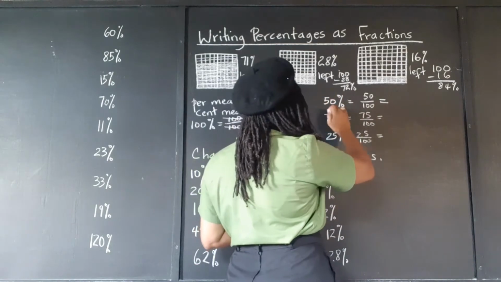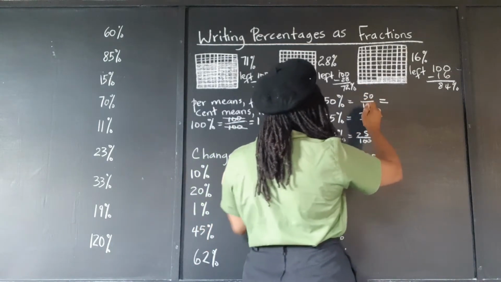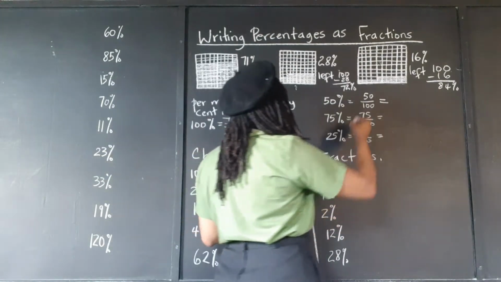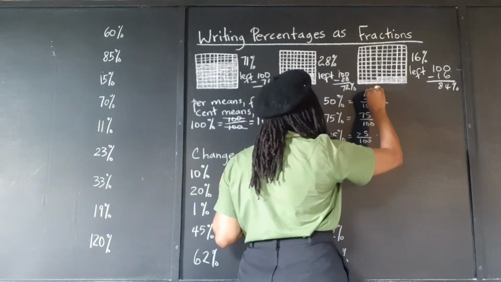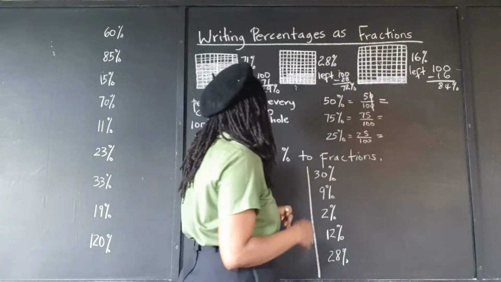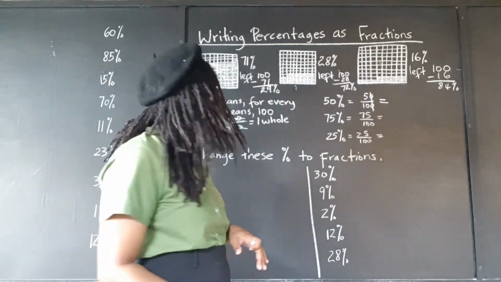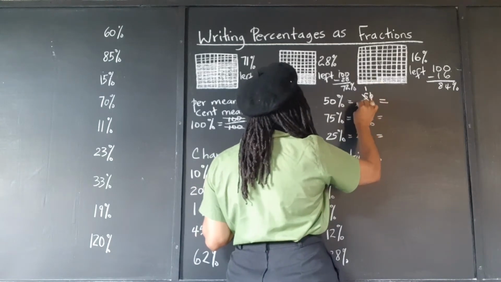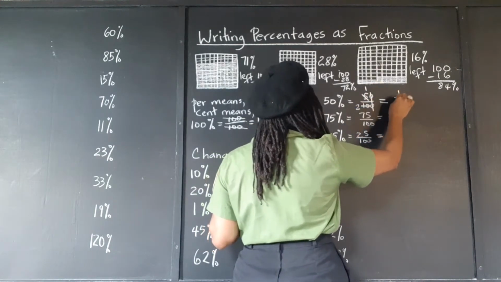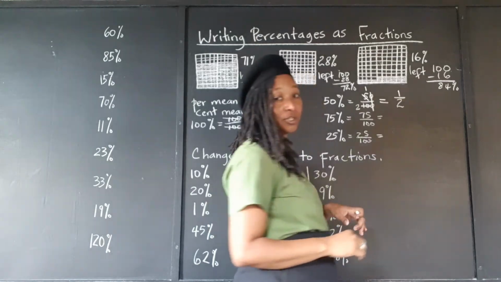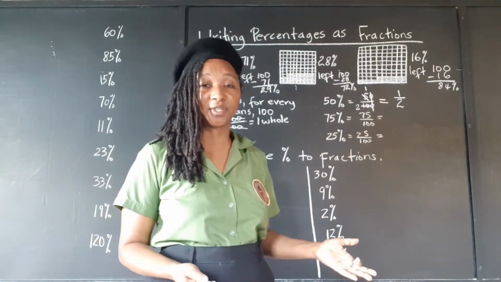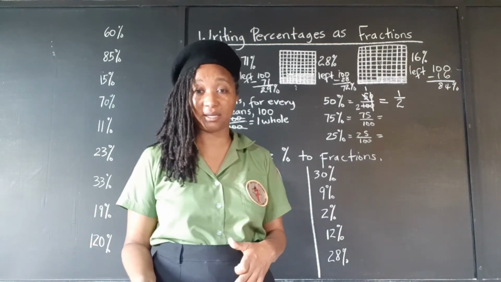We know 50% would be 50 out of 100. If we reduce that, we know we can cancel zeros in pairs at the end, which means we're dividing by 10. And then 5 goes into itself once, 5 goes into 10 twice. So 50% is a half. You should just know that. 50% of something means a half of that thing.